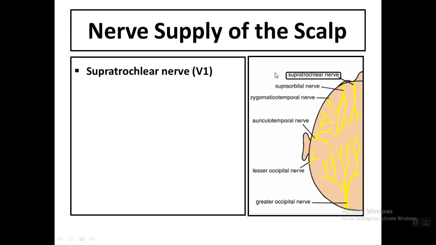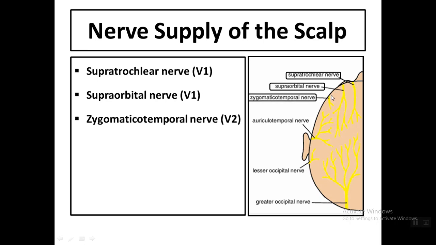Branches of V1, the ophthalmic nerve, include the supratrochlear nerve. The supratrochlear nerve, near the midline, supplies the forehead and the scalp up to the vertex, the upper area of the scalp. Next, more laterally, is the supraorbital nerve. Both are branches of V1, the ophthalmic nerve of the trigeminal. The zygomaticotemporal nerve, a branch of the maxillary nerve V2, supplies the temple here.